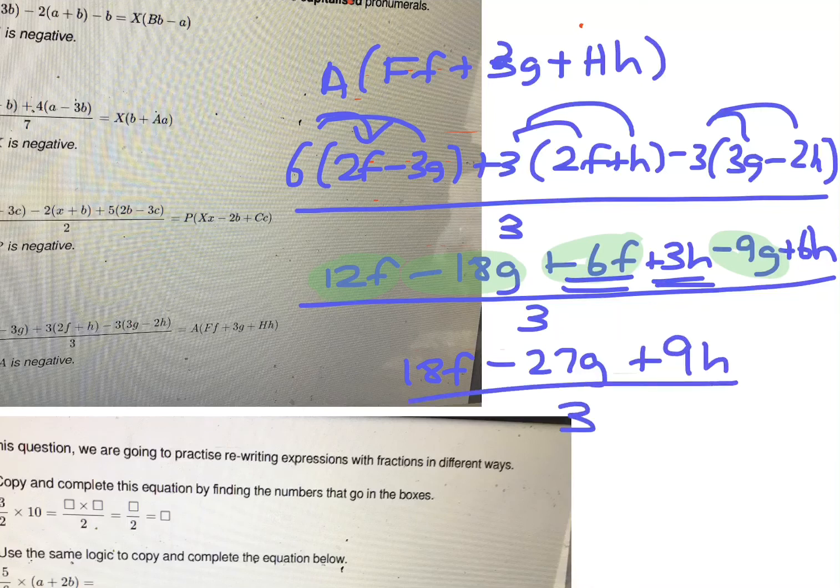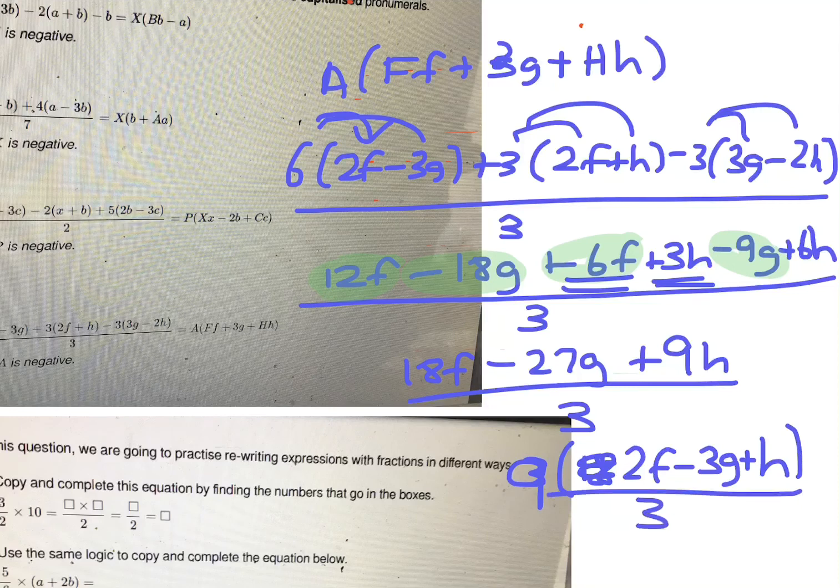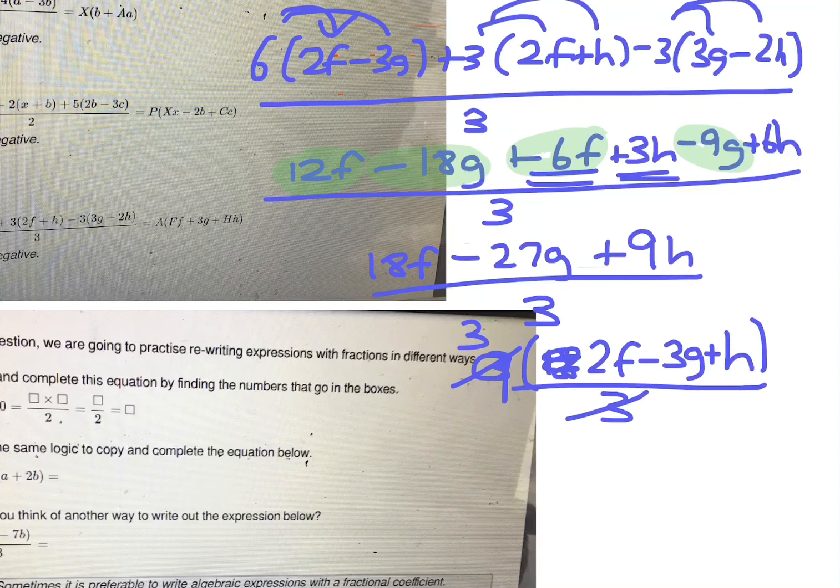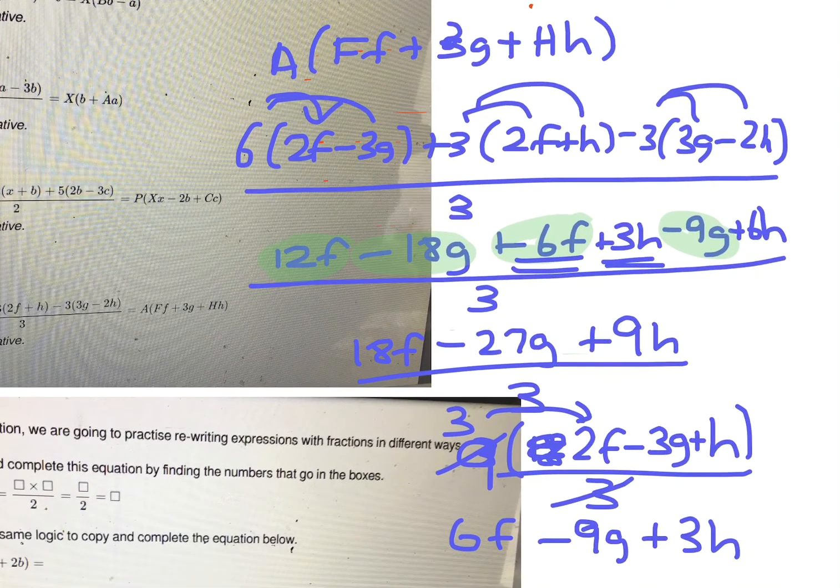Is there a common factor? Yes, 3. There's actually a common factor of 9. I might take that out, because you should take out the HCF. 2 9s are 18, so that should be 2f. 3 9s are 27, 27g, and h, so plus h, all over 3. 3 goes into 9 3 times. So then I'm just going to expand that, so you get 6f minus 9g plus 3h. And what are we comparing this to?